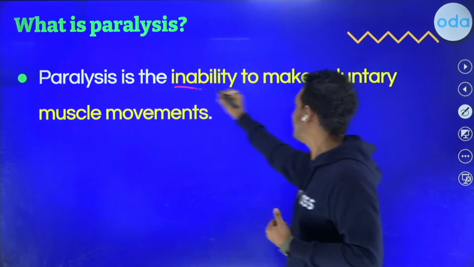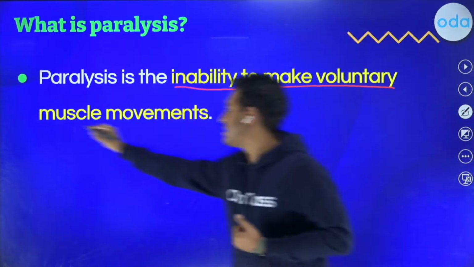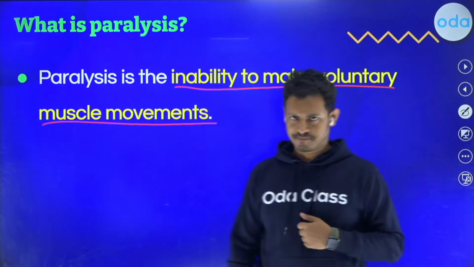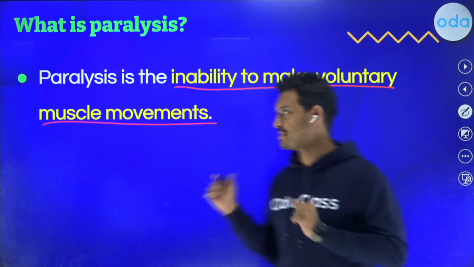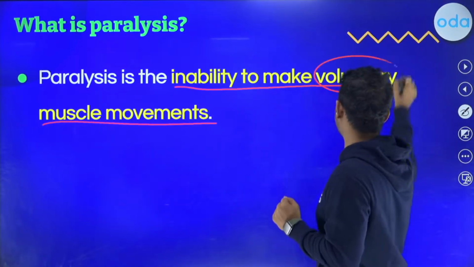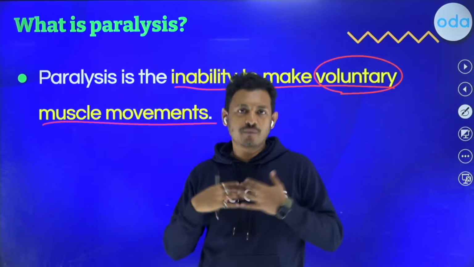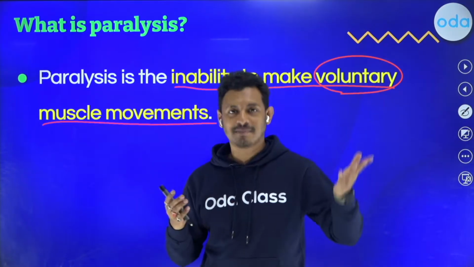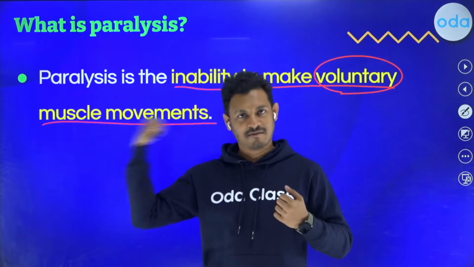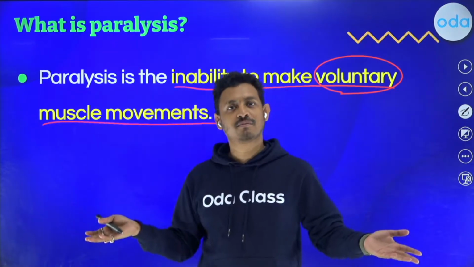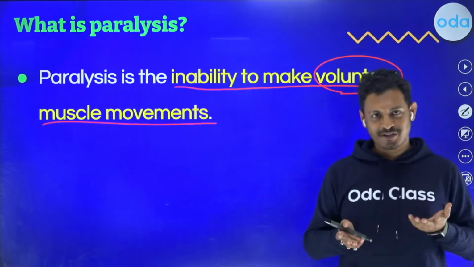paralysis is basically the inability to make voluntary muscle movement. You might get confused with this term, voluntary muscle movement. What does that mean? Voluntary means I'm doing it with my own intention. If I'm flexing my biceps, that's a voluntary movement. I'm walking, that's a voluntary movement as well.